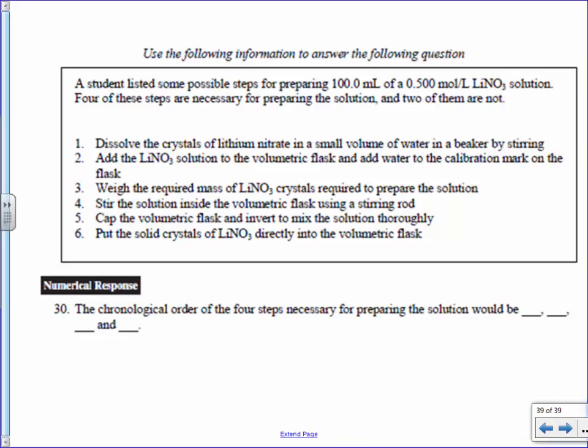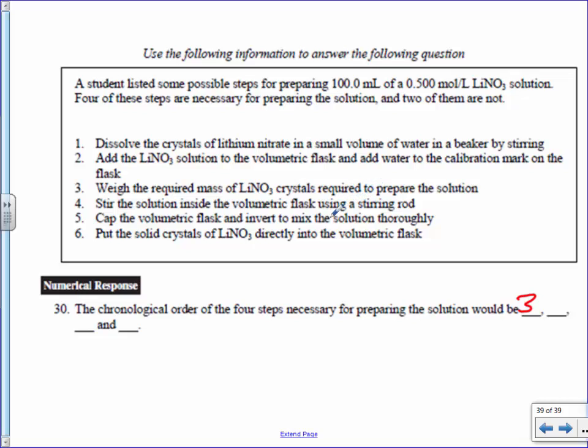Okay, and last one. This is another matching kind of one, very similar to the very first question. I'm going to give you 6 statements. You got to figure out which ones are necessary. So let's talk through this. When you make a solution, the first thing you should do, you should go to the scale and weigh it out. And that's number 3. Go to the scale and weigh out some crystals.